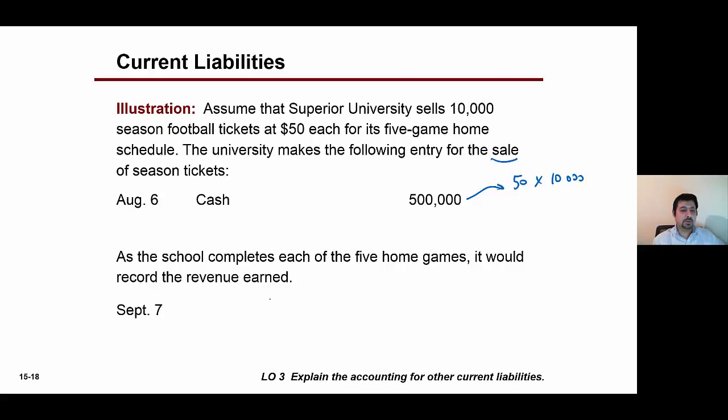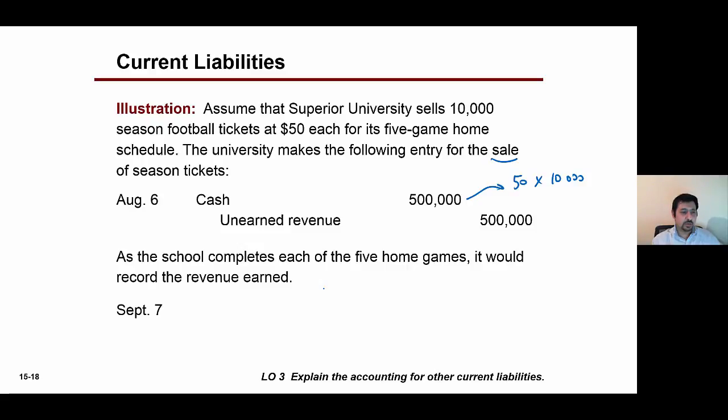But because the university did not earn them, it will not credit revenue. Instead, it will credit unearned revenue. And this is unearned revenue because the university did not play those games at the point in time where the sale was made. As a result, they will credit unearned revenue, which is a liability.